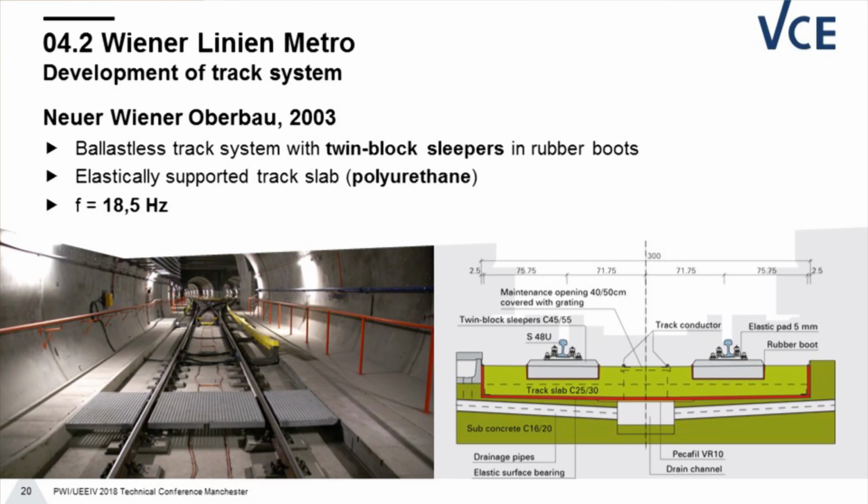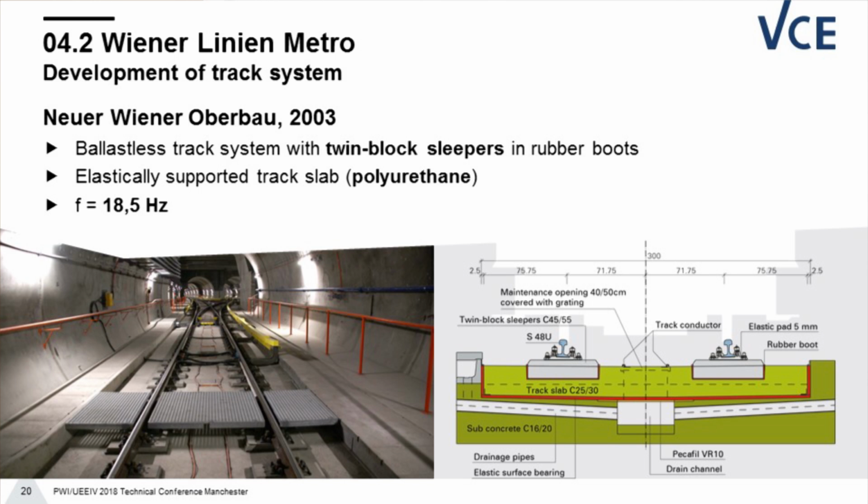So in 2003, after 25 years, it came to a revision of the Vienna system, which resulted in the Neuer Wiener Oberbau. It's the new Vienna system, which basically includes now B-block sleepers that are loaded in rubber boots, again the concrete base plate, and now instead of the mineral wool, we are using polyurethane. It's a product of Getzner, it's the Sylomer, and as you can see, the natural frequency was decreased from 23 to 18 Hertz, so we have better mitigation behavior, and this system was also installed since 2003 within the network.